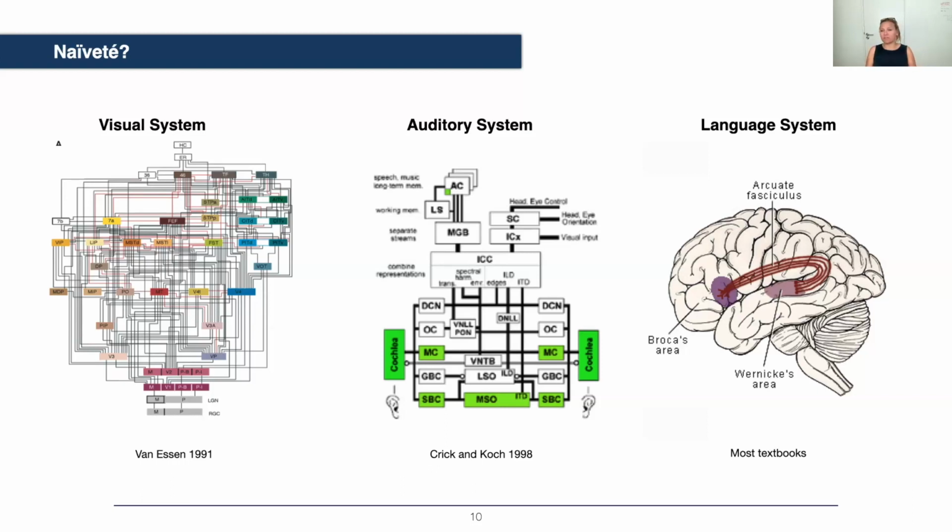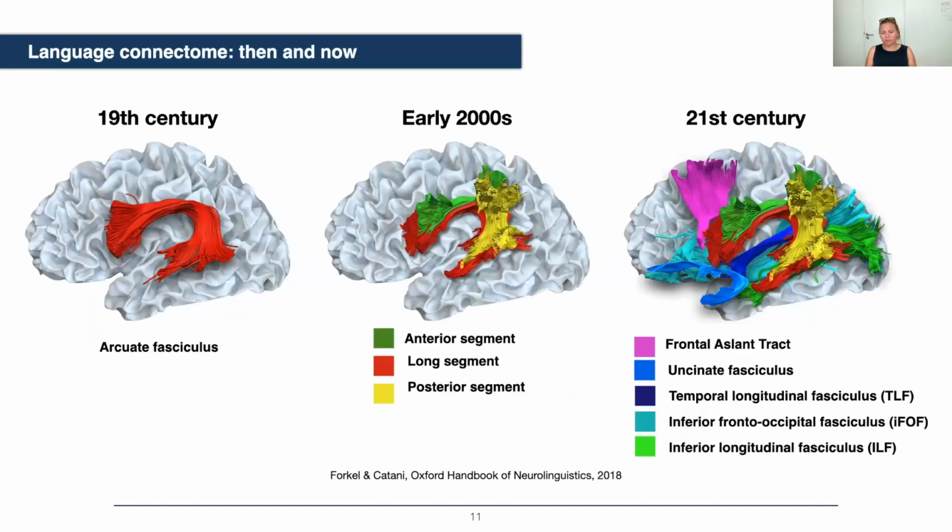Now, there's various reasons why we have this discrepancy. One of the obvious ones is the visual and auditory systems we can map in animals, language we can't. Now, tractography has been tremendously helpful in that because it actually enriched our understanding of what the anatomy of language looks like quite a lot beyond the arcuate fasciculus.